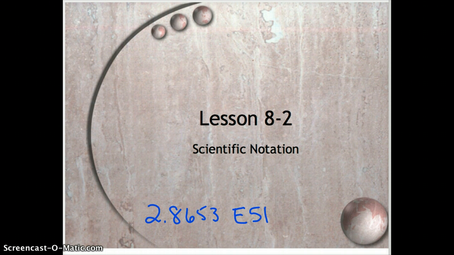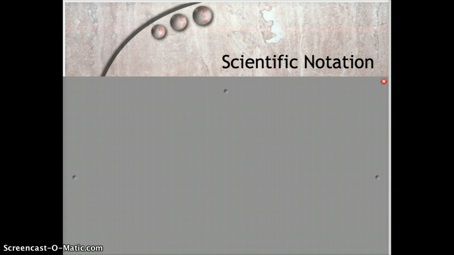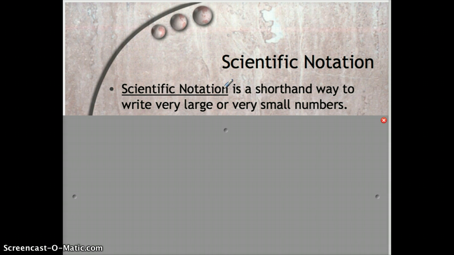So, scientific notation. Scientific notation is a shorthand way to write very large or very small numbers. A lot of times when you're talking in science, the numbers you encounter are either really big, like, hey, I wonder how far away the nearest star is, or very small, like, what's the diameter of an atom? So scientists wanted to come up with a shorthand way to write these very, very large or very small numbers to make it less cumbersome.